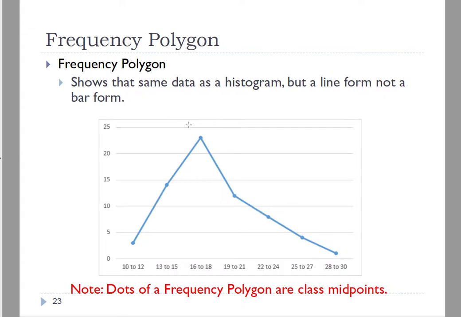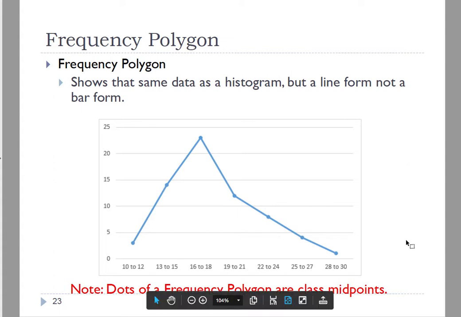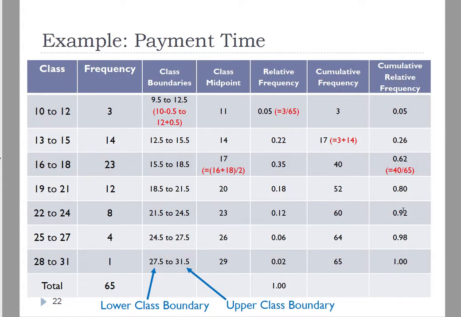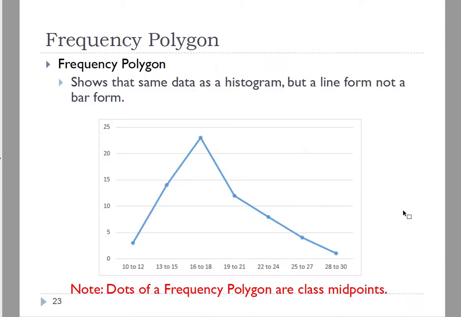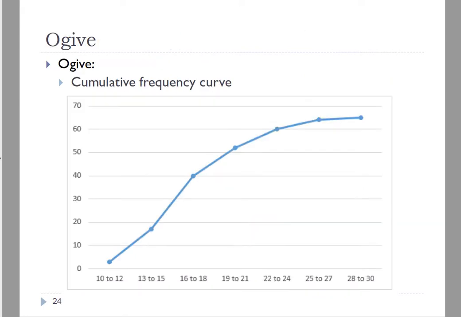All right, so here's the frequency polygon. This is where we use those class midpoints. The dots on that are the class midpoints, which is just the lower class limit plus the upper class limit divided by 2. That's all that is.